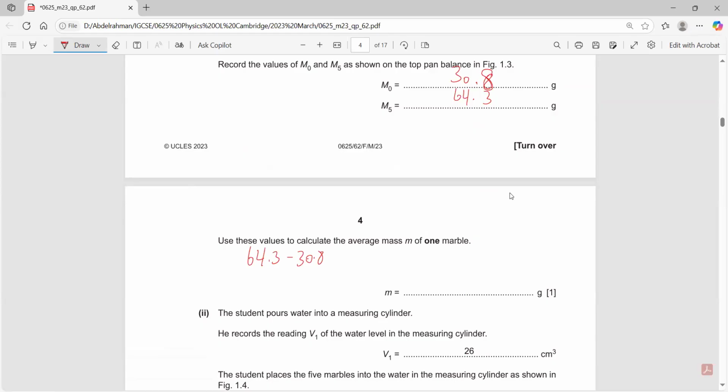Can I calculate it? Yes, 64.3 minus 30.8. This is 33.5. So this is 33.5 grams, the mass of 5 marbles together. To find only one marble, we can divide by 5, which would give you a reading of 6.7 grams. This is the mass, or the average mass of one marble.